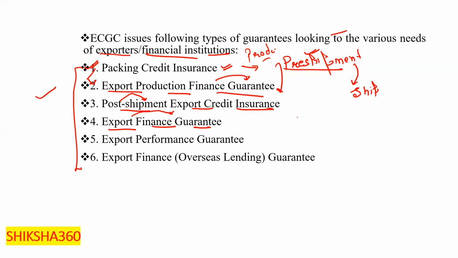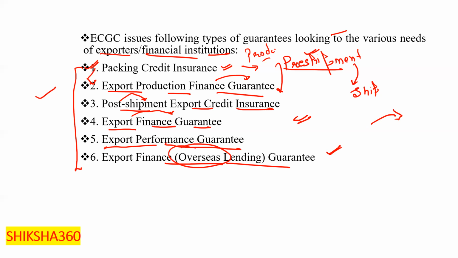After that, whether our bills or invoices are realized or not. On the basis of that, they will provide the export performance guarantee, on the performance of the bills, whether they are realized on time or not. Last one here is the export finance overseas lending guarantee, where we are lending overseas.